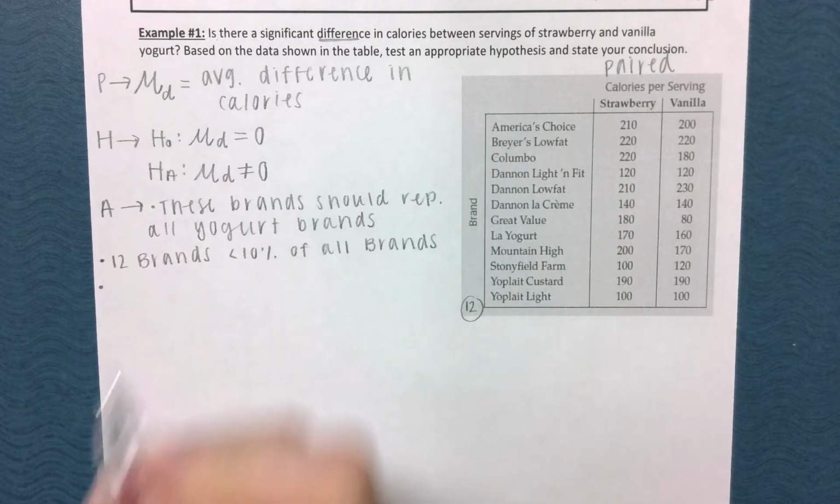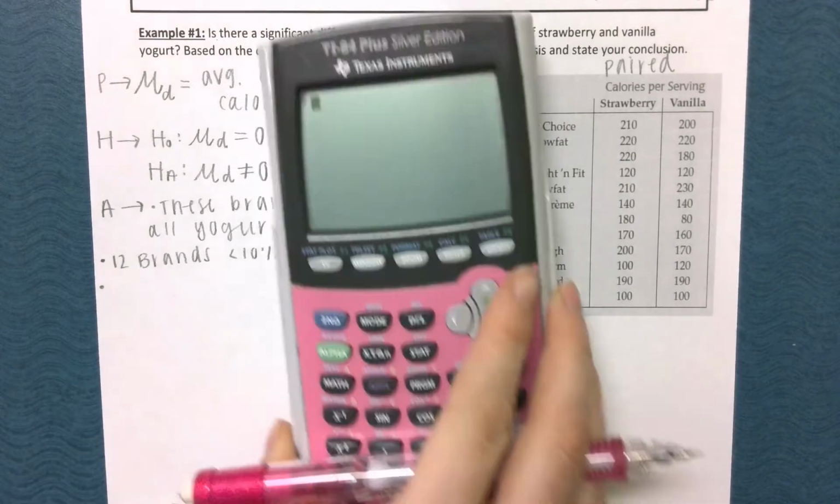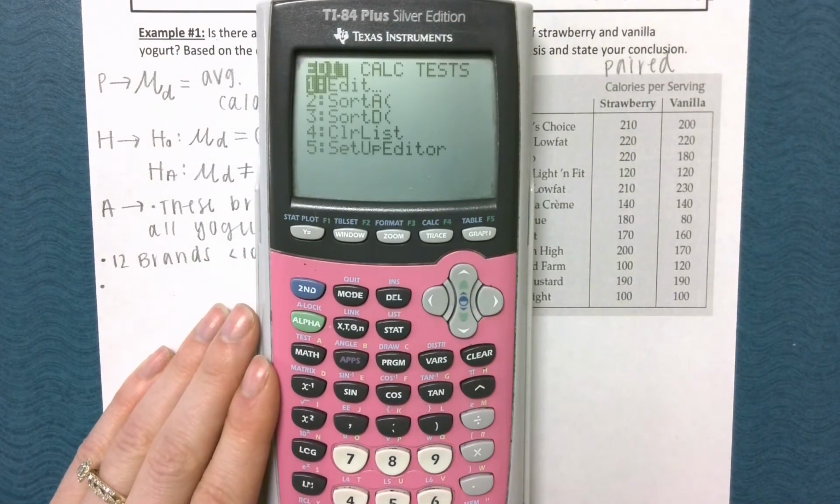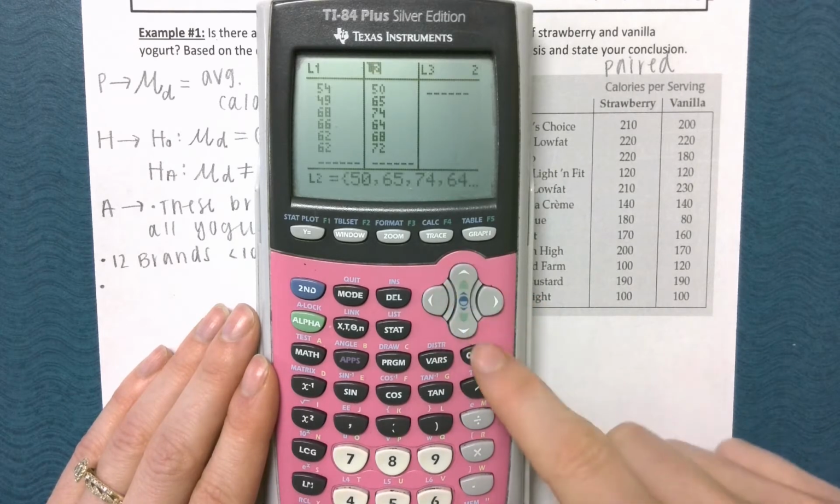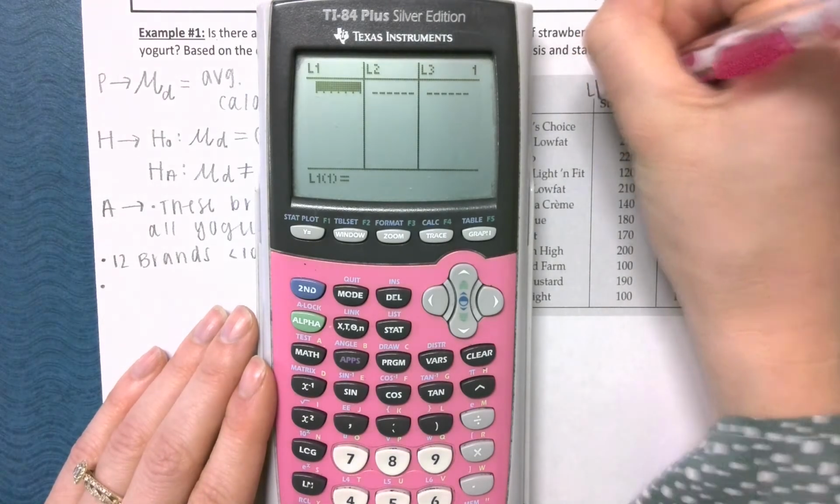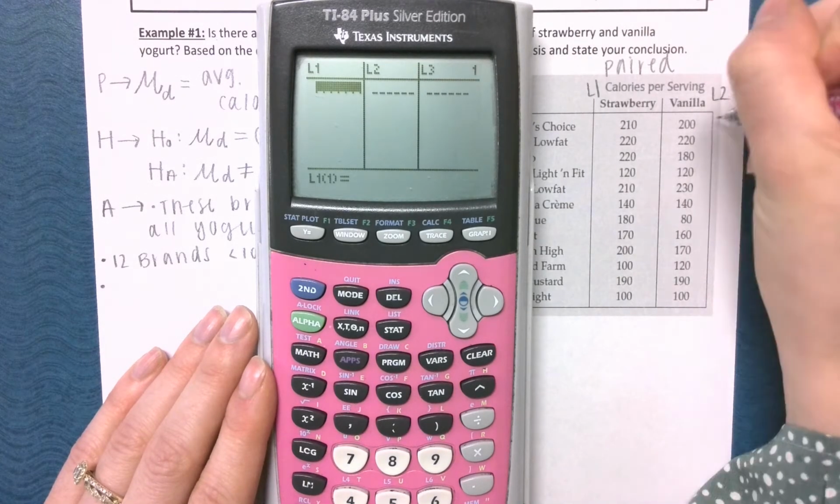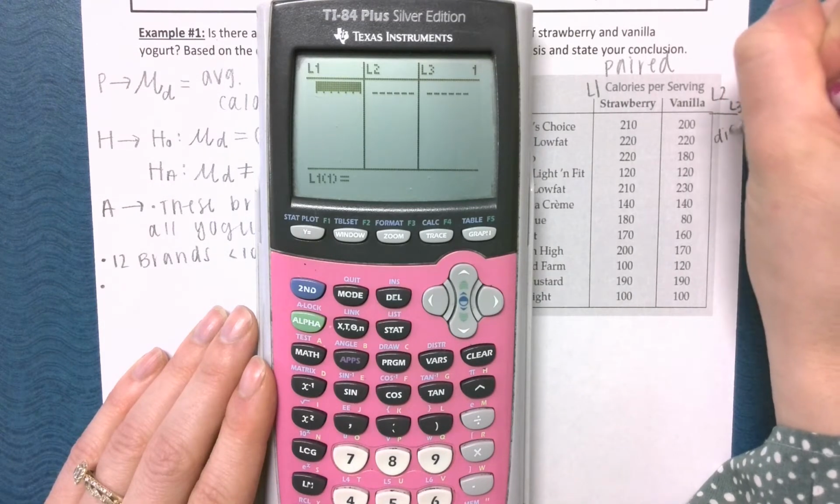Okay, the next condition, I'm looking for normalcy. I am going to have to use my calculator here since they give me data. So I'm going to go ahead and go to my stat edit. I'm going to clear these out first. I'm going to put strawberry into my L1, vanilla into L2. In L3 here, I'm going to find all of the differences.